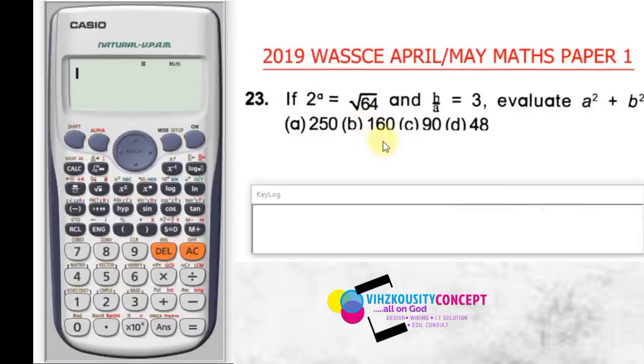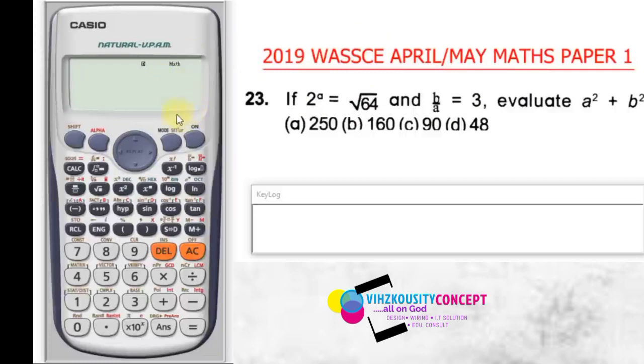So here in question number 23, we are told that if 2 raised to power A is equal to 64 and B over A is equal to 3, we are to evaluate A squared plus B squared. Again, the variables I'll be using will be X and Y. X for A and Y for B. But looking at this equation, we can see that we can relate B and A. From here, if we cross multiply, you can see that B will be equal to 3A. So I can say my Y is equal to 3X. And from this first one, I'm going to solve for X.